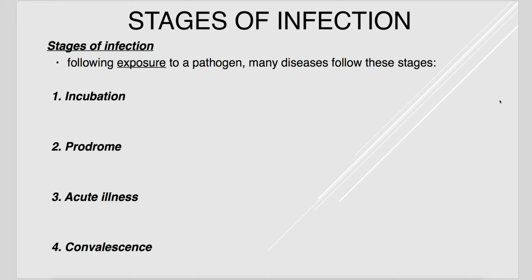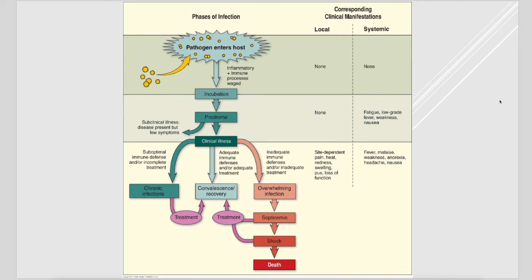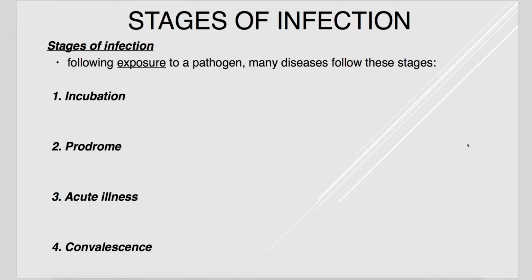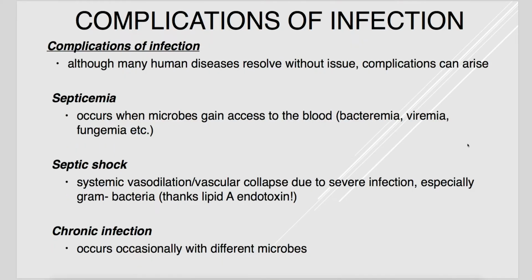And again, depending on the disease, you can be infectious in any of these stages. Okay, this is just showing basically these phases of infection and what's going on with the immune system. It's just pretty basic. Don't worry too much about this. Just know these phases and what characterizes them.